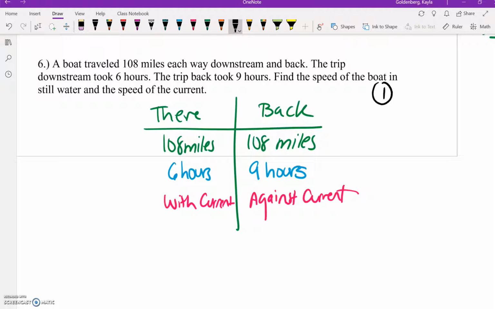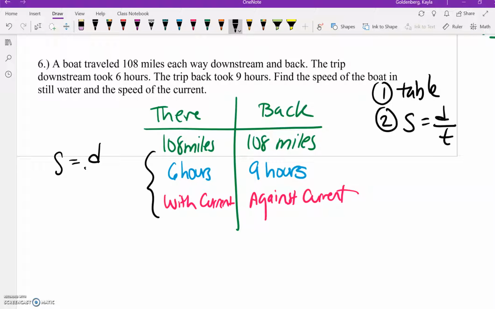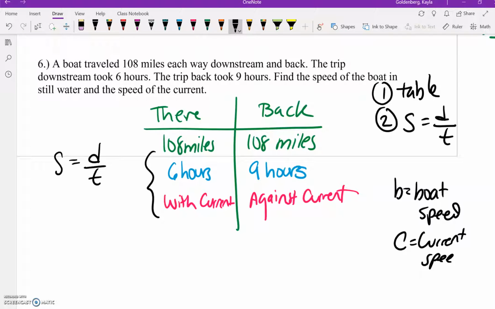So step 1 is my table. Step 2, use speed equals distance over time to get my equations. So for my first one, speed equals distance over time. The speed, if I'm going with the current, it's going, and I need to define some variables first. We are looking for the boat and the current. So I'm going to call B my boat speed. I'm going to call C my current speed.